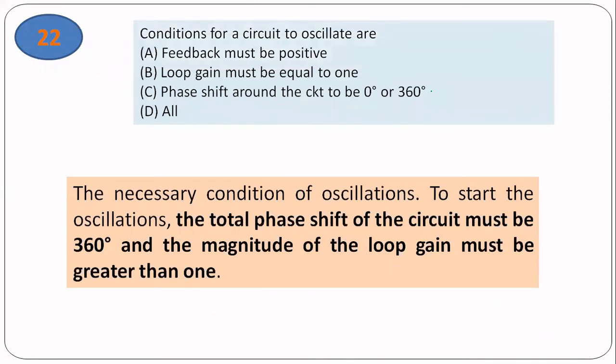So this is about necessary conditions for a circuit to oscillate. So all of them are required. That is, the necessary conditions for oscillations are that the total phase shift of the circuit must be equal to 360 degrees, and the magnitude of the loop gain must be greater than 1. So this is a very important criterion in the operation of any kind of oscillatory circuit, where the phase shift must be 360 degrees and the magnitude of the loop gain must be greater than 1.